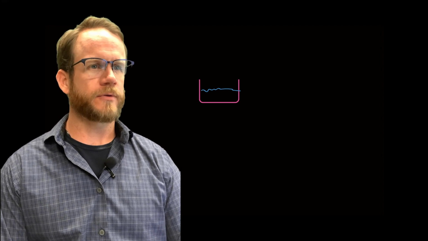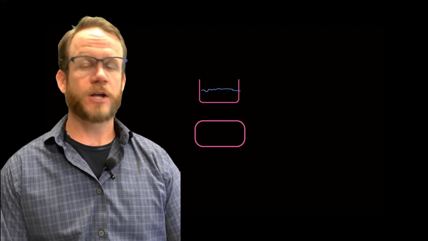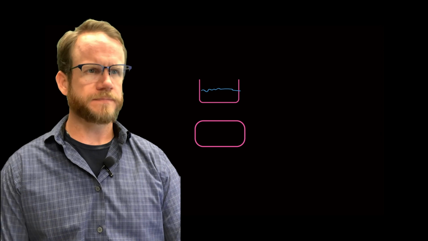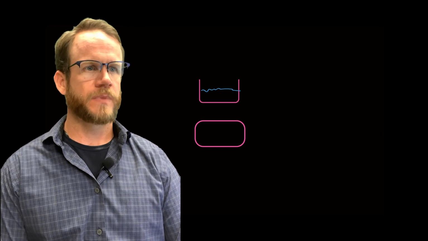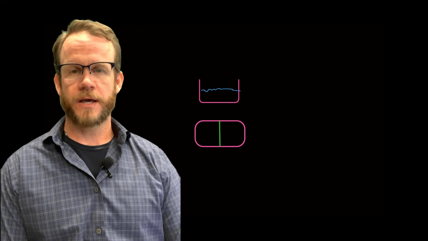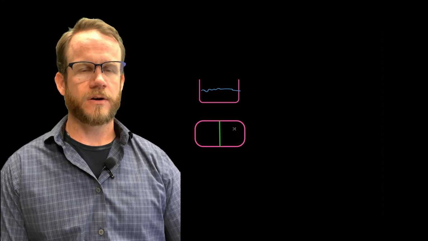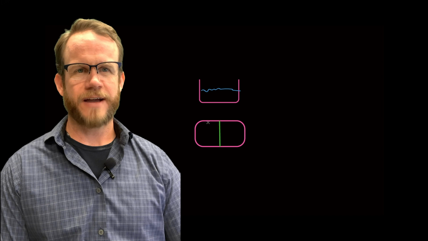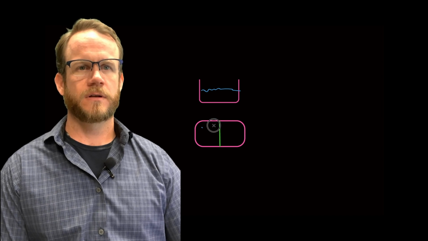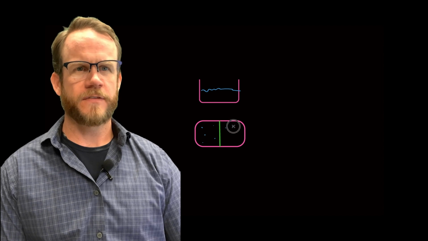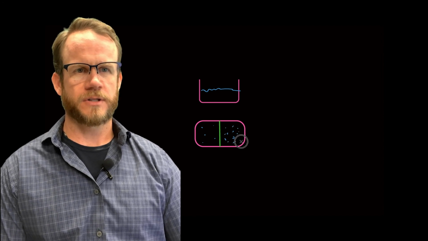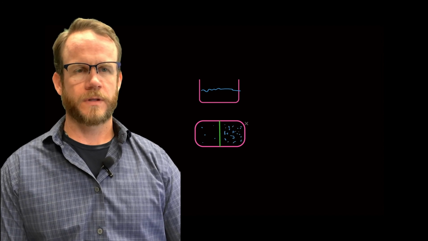So let me give you another example. Let's say I have a closed chamber this time, like a cylinder of some sort, could be a gas tank, and there's a barrier inside that. And inside here, on one side I have gas, and there are 5 molecules of gas. And on the other side, there's a lot more.